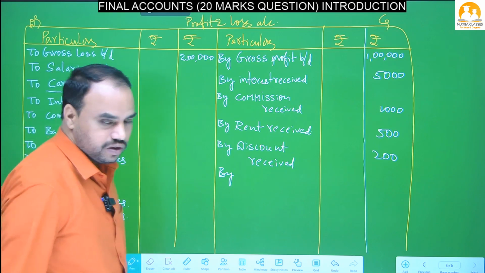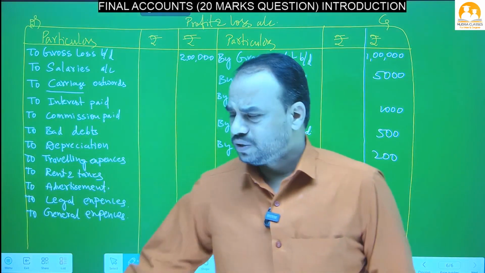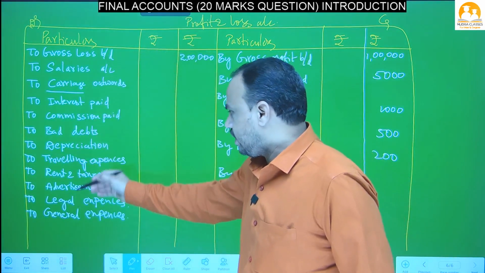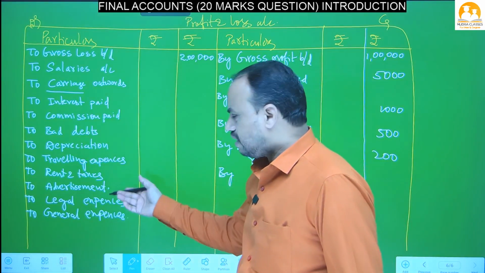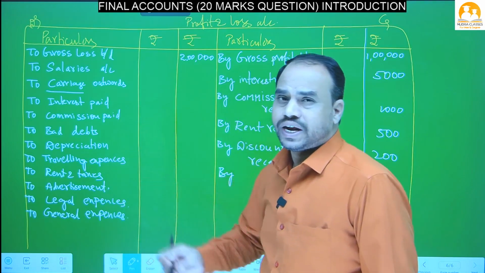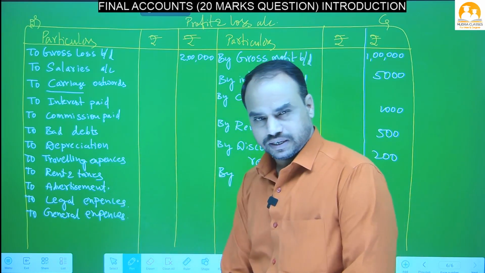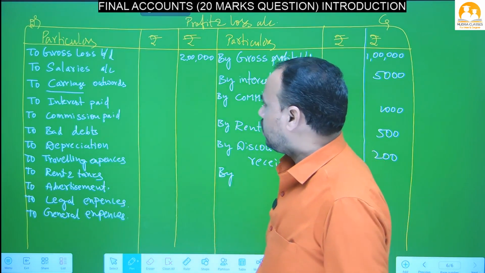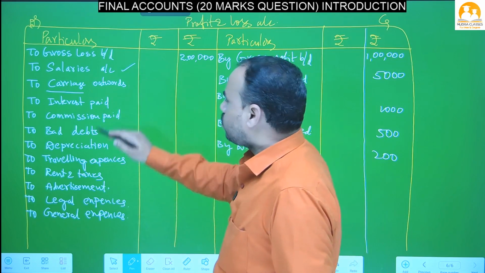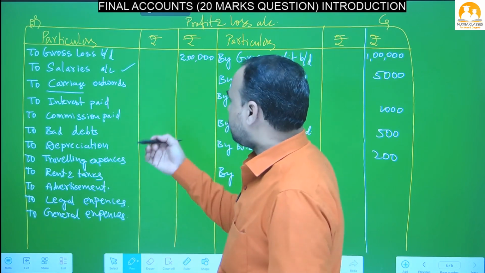So like this, there are still so many items we have to write. I have written only some items here, nearly 10, but we have more than 10, 20 items on the debit side of the profit and loss account. So the items that come regularly are the ones written. Salary: whatever salaries you paid in the business will be written on the debit side of the profit and loss account.